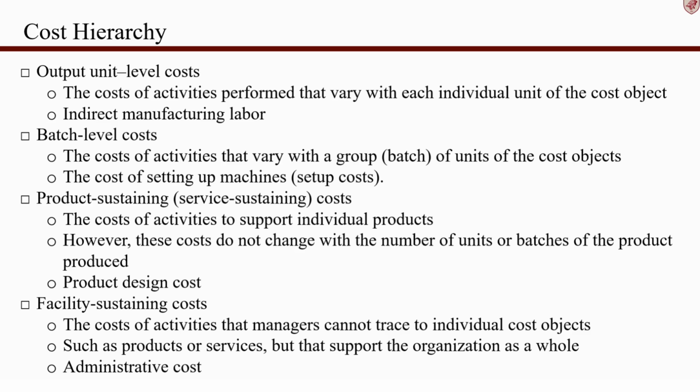So the output unit and batch levels are somewhat clear. They have a quite clear cause and effect relationship, or benefits received relationship, or both. It has a more straightforward relationship between the consumption users and the manufacturing overheads. But sustaining costs are much less clear, right?